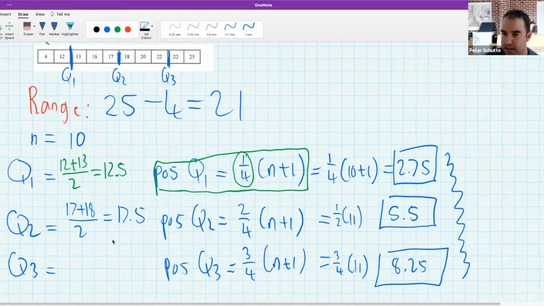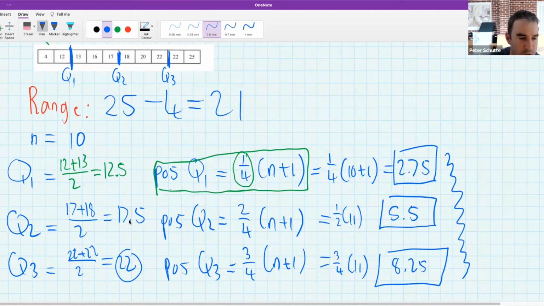Okay, and Keith, maybe we can go to you. Hi, sir. What did you get for Q3? For Q3, I got 22. Yes. And can you explain to us why you have to get 22, even though it fell between two numbers? I calculated it and I got 8.25. And I used the 3/4 into 10 plus 1. And then I took the two numbers between 8 and 9, 22 plus 22, and divided them by 2, and I got 22. Yeah. So you get 22 because both numbers on each side are the same number, basically.